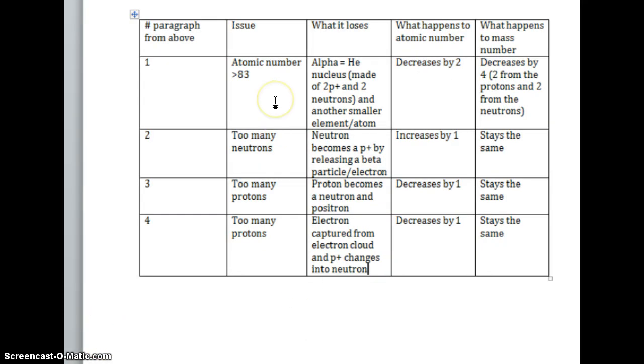All right, here are the answers. Atomic number greater than 83. You have your alpha particle. Atomic number goes down by 2, and mass number goes down by 4. Too many neutrons. Neutron becomes a proton. Atomic number up. Mass number stays the same. Too many protons. Protons become a neutron and positron, or it grabs an electron to do this. Atomic number decreases by 1, and mass number stays the same.